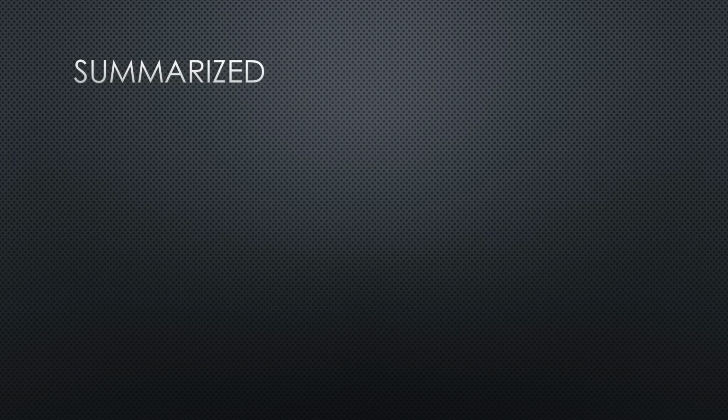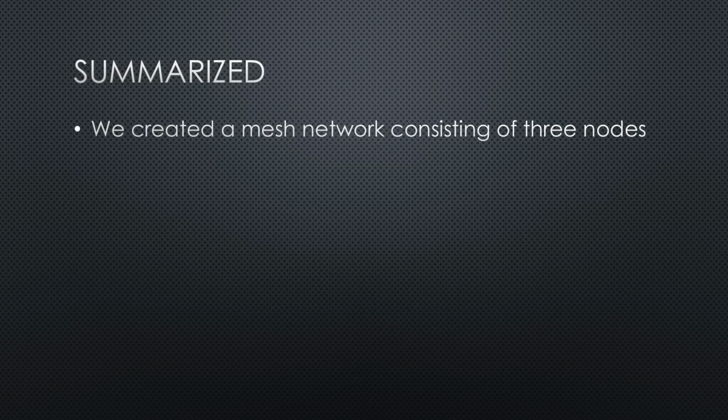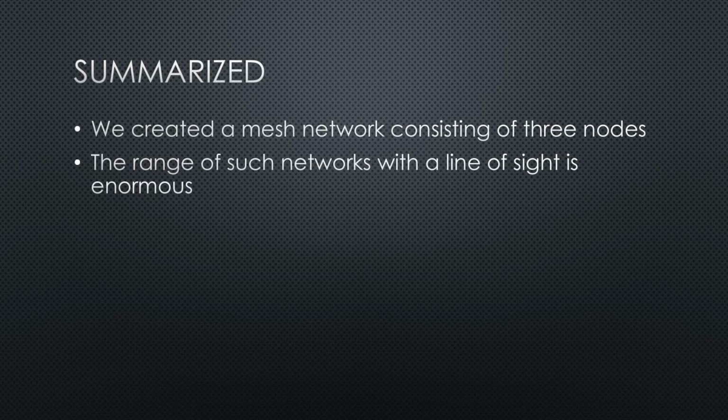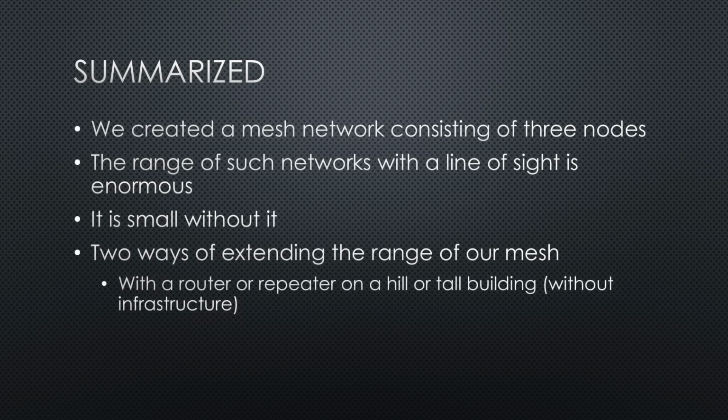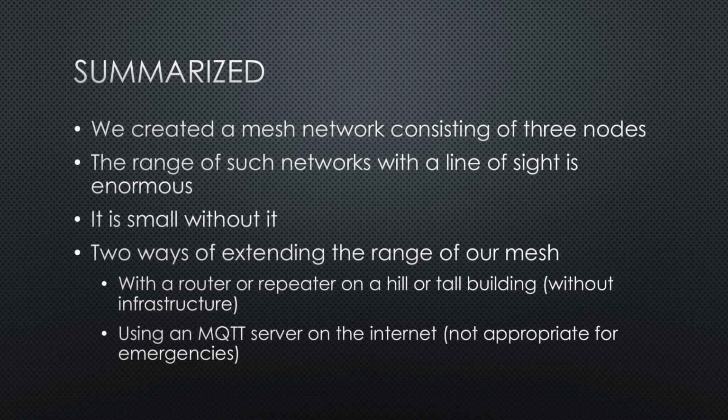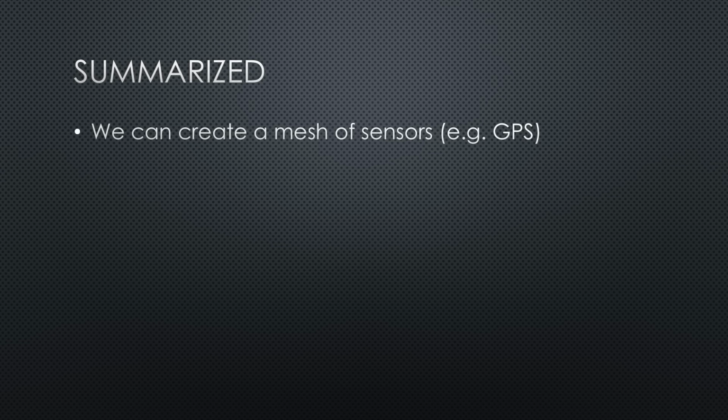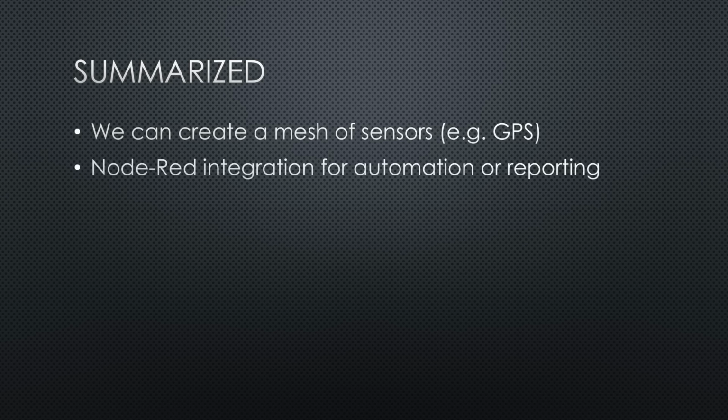So, we were able to create a mesh network consisting of 3 nodes. The typical range of such networks is enormous if there is a line of sight between nodes, but only small if not. We tried 2 ways of extending the range of our mesh. With a router or repeater on a hill or tall building, we can significantly improve the range of our mesh without connecting to infrastructure. By linking to an MQTT server on the internet, we can extend the range to the whole world. If we connect sensors to nodes, we can create a mesh of sensors. The most prominent sensor is GPS, which shows you the position of your buddies.